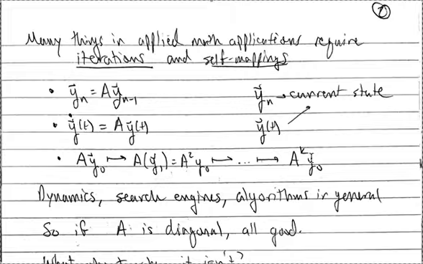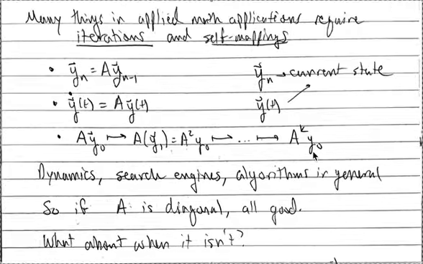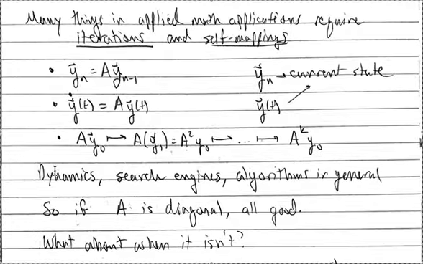So you have some state, which is a vector, you have a matrix, and you need to apply it several times. And so I just wrote here dynamics. This is things like dynamical systems, math modeling in biology, math modeling in mechanics, search engines, right? The search engines use this sort of iterative approach, and they also use eigeninformation, which will come up a little bit later in this discussion, and just algorithms in general.